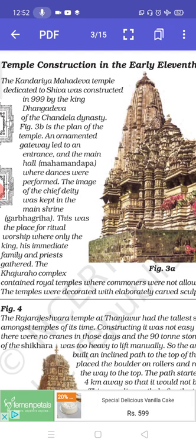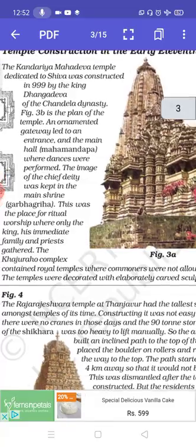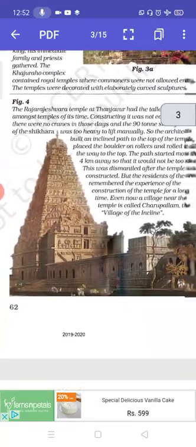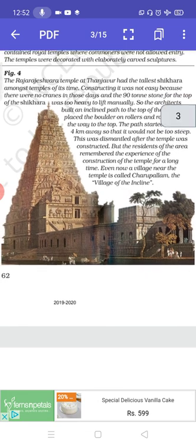Then there was the Garbhagriha where the image of the deity was placed, and in certain temples common people were not allowed, only the ruler along with his relatives were allowed.